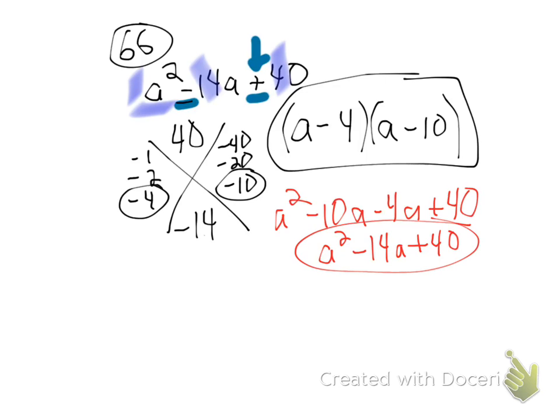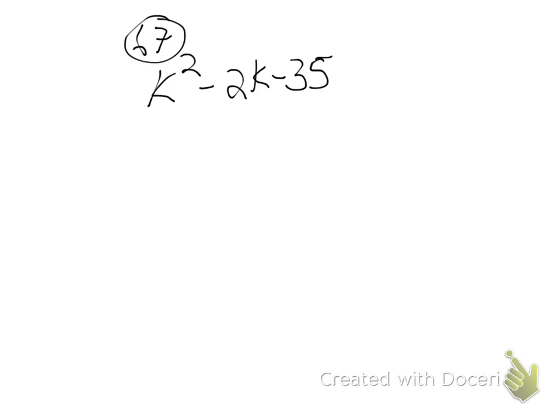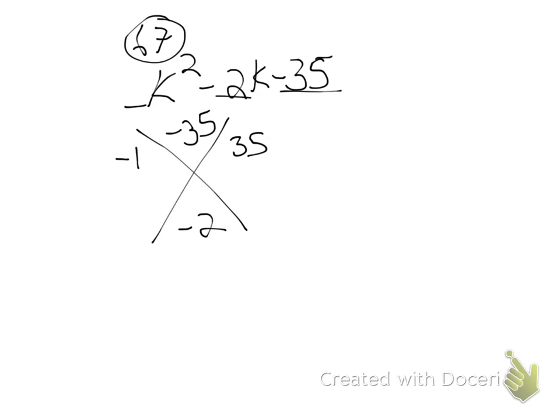So let's do number 67. 67, it says K squared minus 2K minus 35. So we're going to draw our diamond. We put our product up there. We got 1 times negative 35 is negative 35. The sum is negative 2. So we start listing our factors. Negative 1 and 35. Nope, negative 2 doesn't go into there.